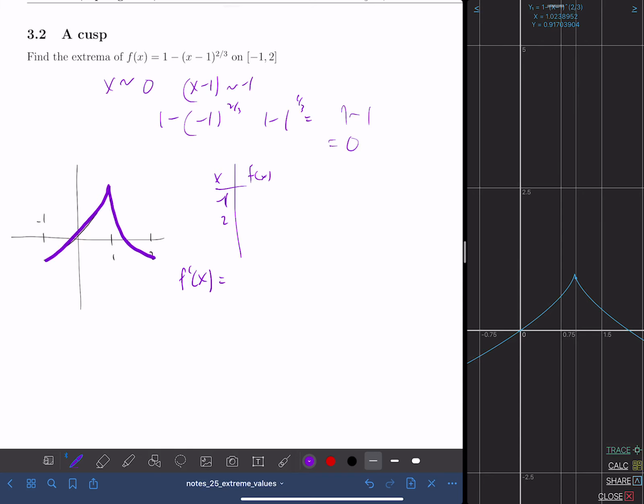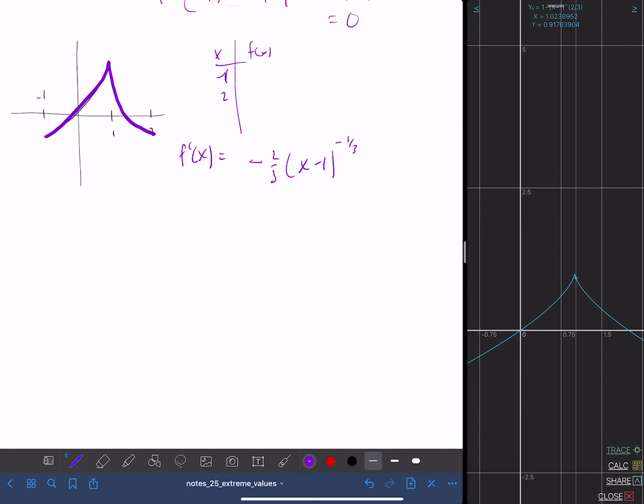So let's take the derivative, and now we're going to need the chain rule. So we're going to have a minus 2/3 x minus 1 to the minus 1/3. And then we're going to chain out a 1. Okay, fine. So looks like the chain rule is not particularly important on this problem. And it might look like, where is this undefinedness coming from? But it's really this minus 1/3.